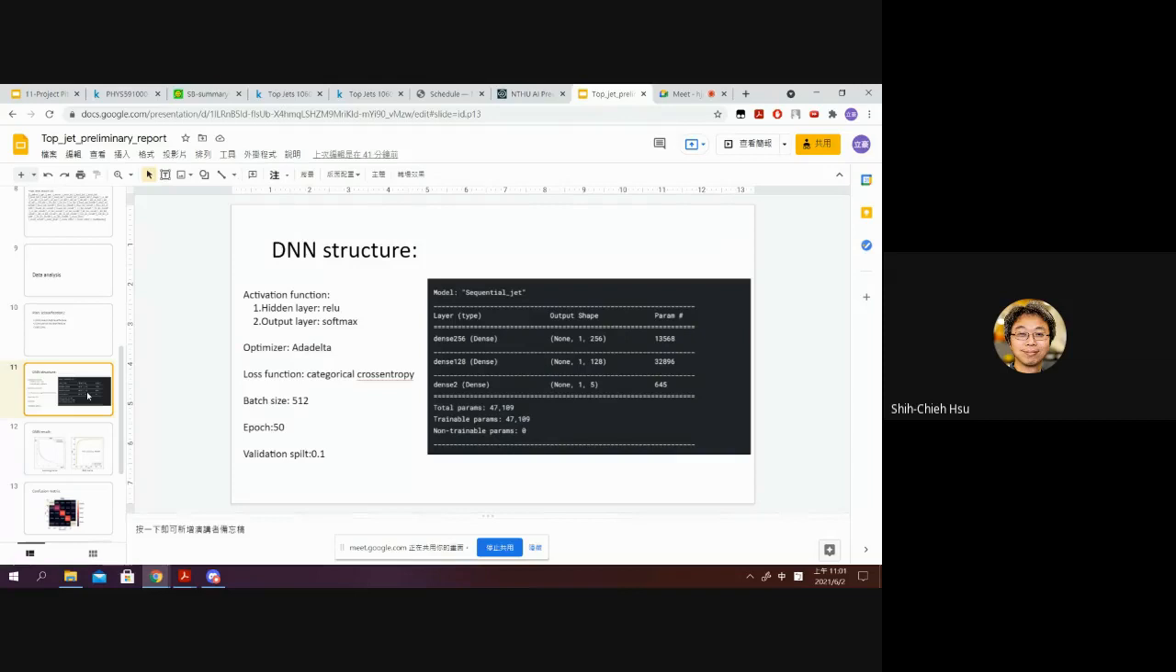May I just clarify? So this is a multi-classifier, right? Yes. For your study. Okay. Yes.